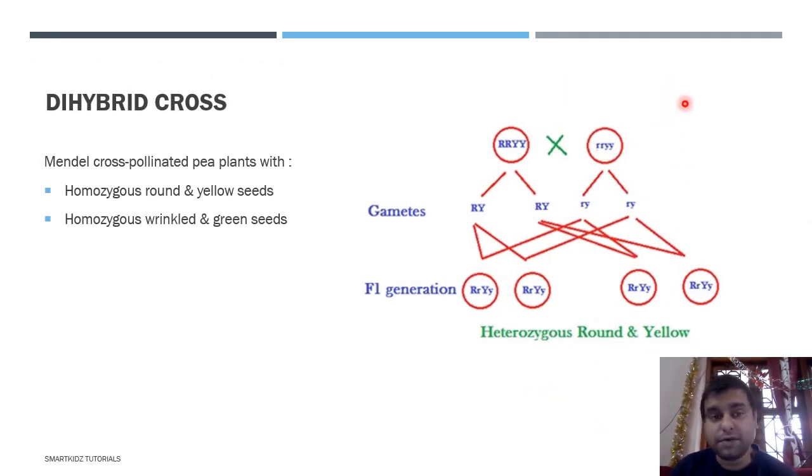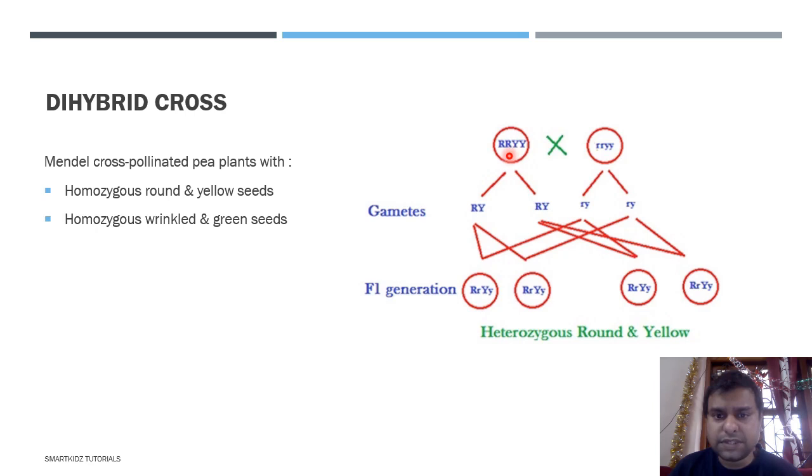Coming to the dihybrid cross. In a dihybrid cross, as opposed to the monohybrid cross, there are two characteristics that are combined. So in a dihybrid cross we see two different characteristics taken. One is the shape of the seeds and the other one is the color of the seeds. Mendel cross-pollinated pea plants with homozygous round and yellow seeds with homozygous wrinkled and green seeds.